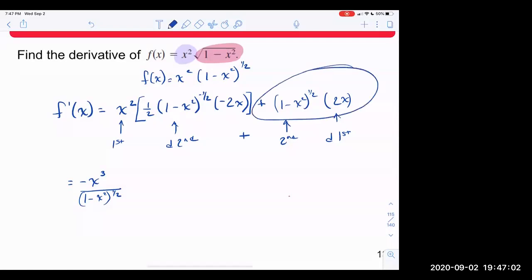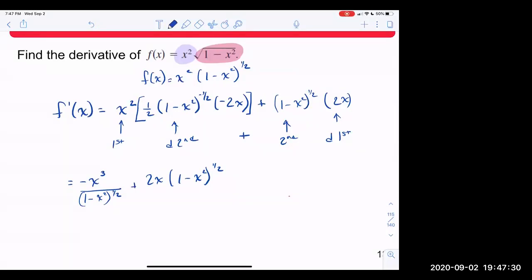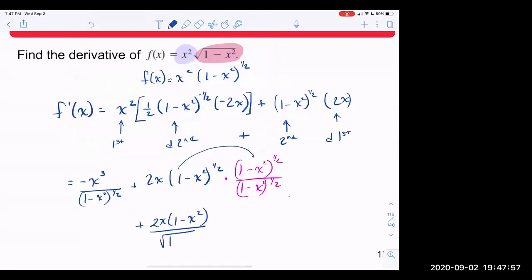Now let's tackle the next set of stuff over here. And there's not much I can do about that, right? So it's just going to be 2x times 1 minus x squared to the 1/2. So I've got a fraction plus a not fraction. And I want to add them together, which means I need common denominators. How do I get common denominators? Multiply by the denominator over itself, which is 1 minus x squared to the 1/2 over 1 minus x squared to the 1/2. So when I do that, this times this just becomes 1 minus x squared. And that becomes over, I'm just going to write it as square root of 1 minus x squared.